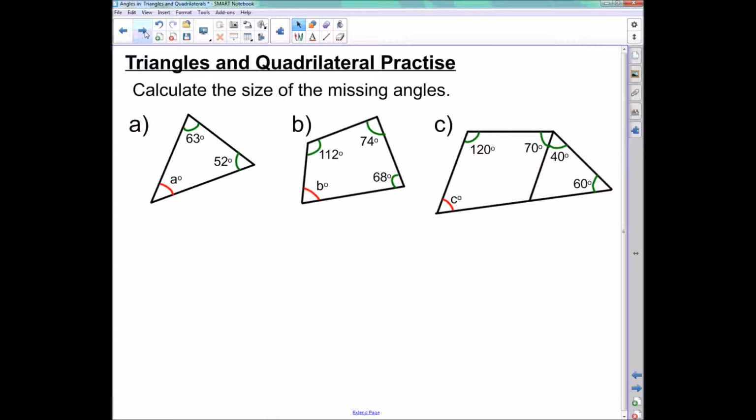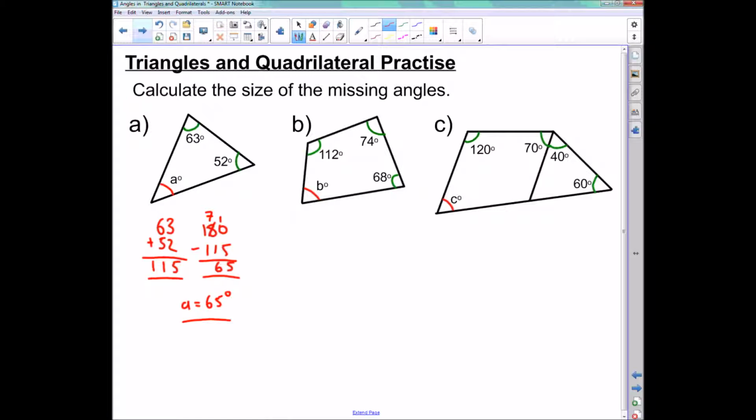Okay, so here are three practice questions for you to have a go at. Pause the video, see if you can work out the missing angles A, B, and C. Okay, so hopefully you've had a go at those, so I'm going to run through the answers. So first off, we're going to add up the two angles that we know, that's 63 and 52. Adding those two up, I get 115. Take that away from 180, because it's in a triangle, and I get 10 take away 5 is 5, 7 take away 1 is 6, so A is 65 degrees.